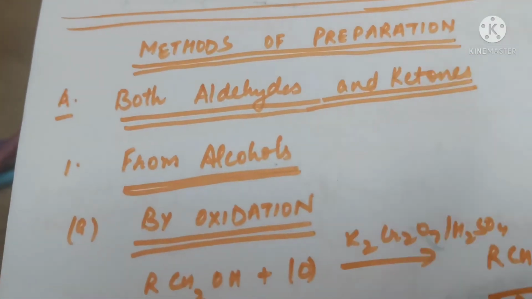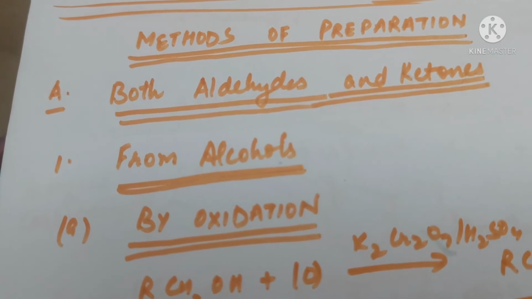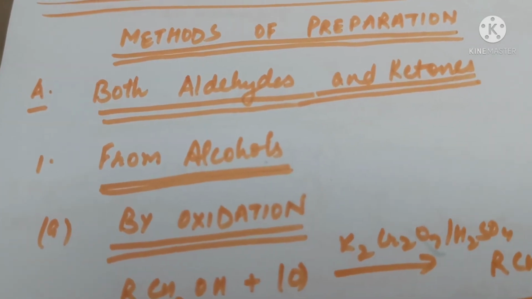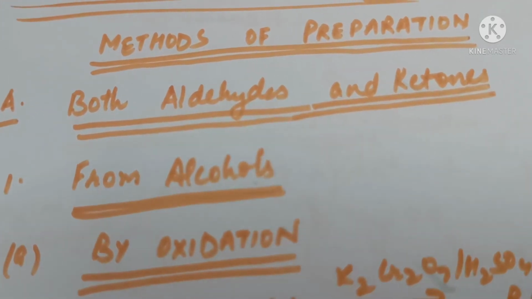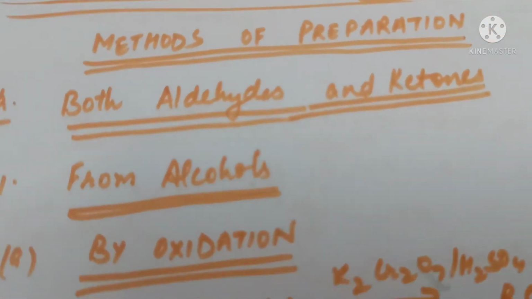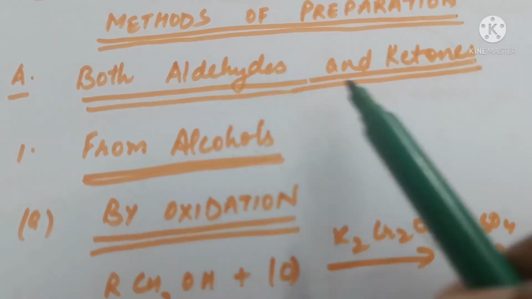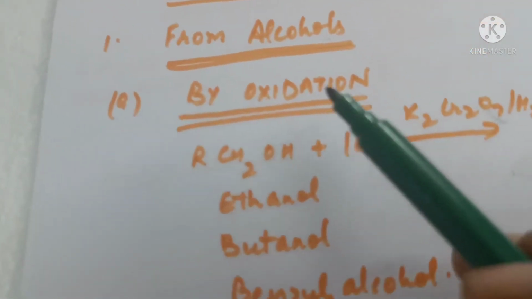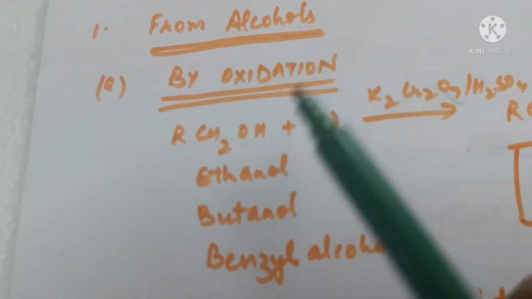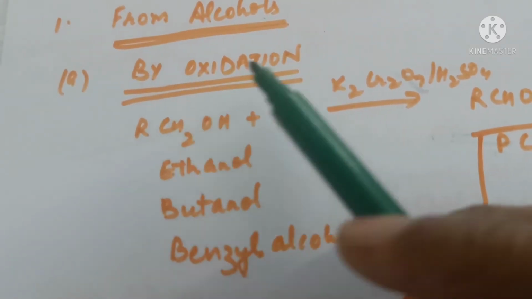Methods of preparation of aldehydes and ketones. So we can categorize them into 3 categories. Methods of preparation involving both aldehydes and ketones. Then second method only aldehydes, and third method only ketones. So first we will do from alcohols. So first method is by oxidation.